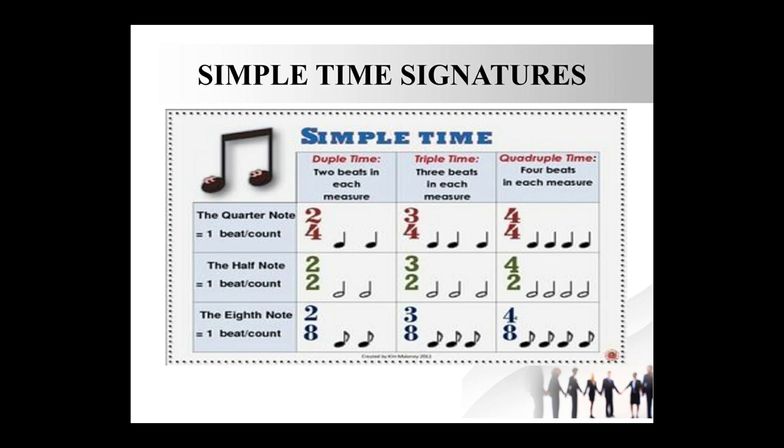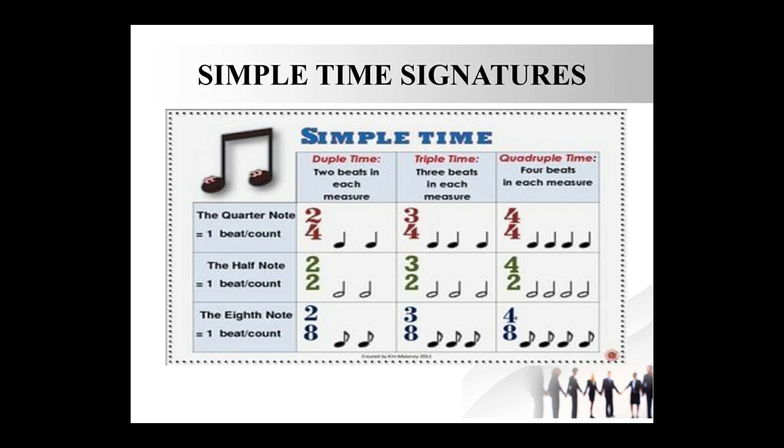So assuming, I'm going to play the keyboard to just make the pulse. Assuming we have 2-4, that would be 1-2, 1-2, 1-2, 1-2. When we have 3-4, 1-2-3, 1-2-3, 1-2-3, 1-2-3. When we have 4-4, 1-2-3-4, 1-2-3-4. So that is that under the quarter note.